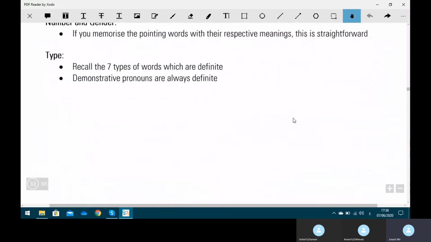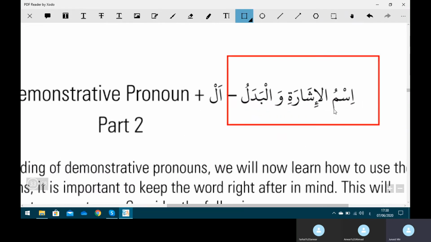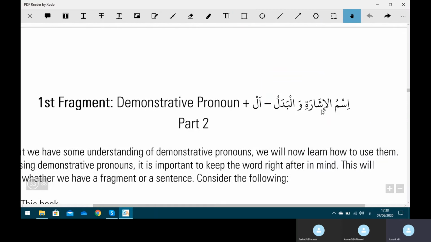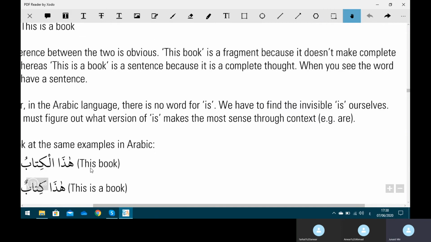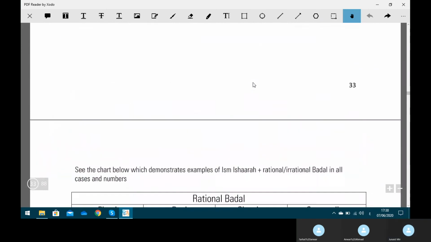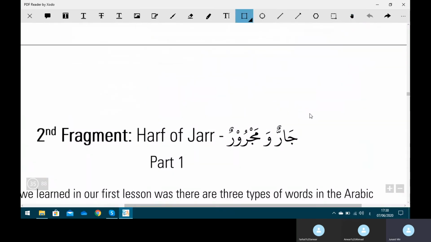So fragment number 1 is Ismul Ishara wal Badal, which means the demonstrative pronoun, like hada, wal Badal. Badal is the noun that has the alif lam on it, like hada al kitabu. That's Ismul Ishara wal Badal. That's fragment number 1. Fragment number 2 is called Jar wa Majroor, and we are now going to go into detail with that.